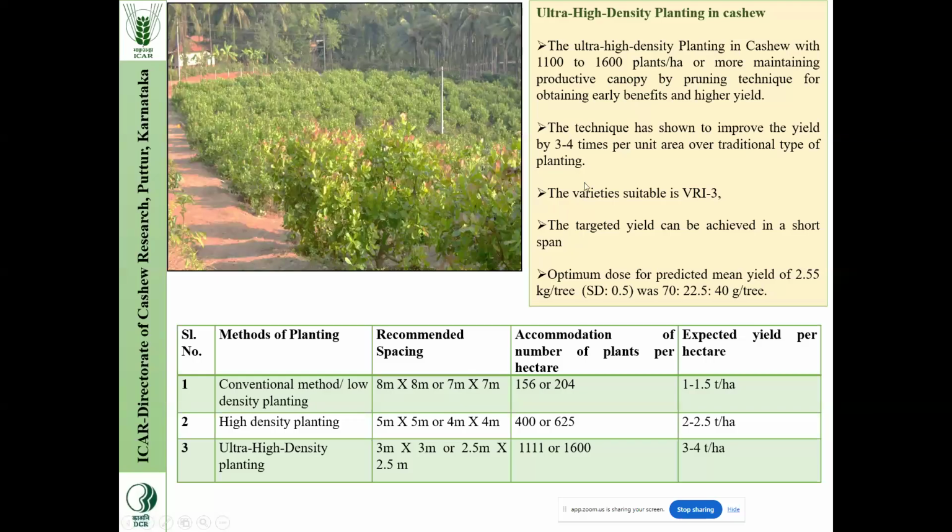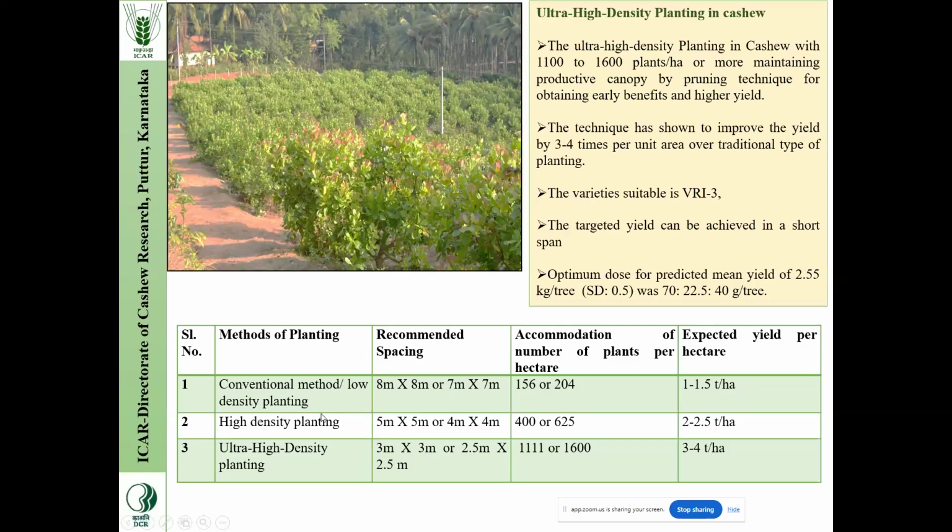The one variety recommended by our institute is VRI 3, and the targeted yield can be achieved in a short span. The optimum dose for a predicted mean yield of around 2.55 kg per tree has been obtained with a standard practice of NPK 75, 25 and 40 grams.